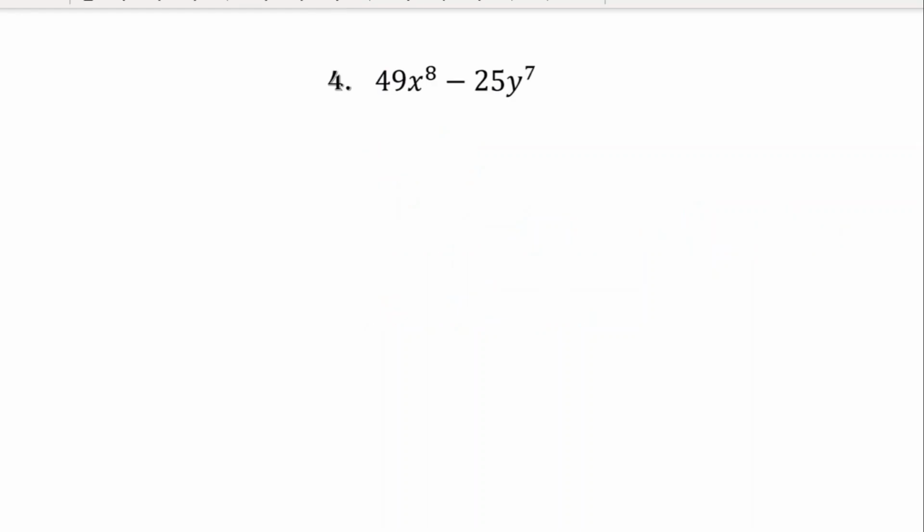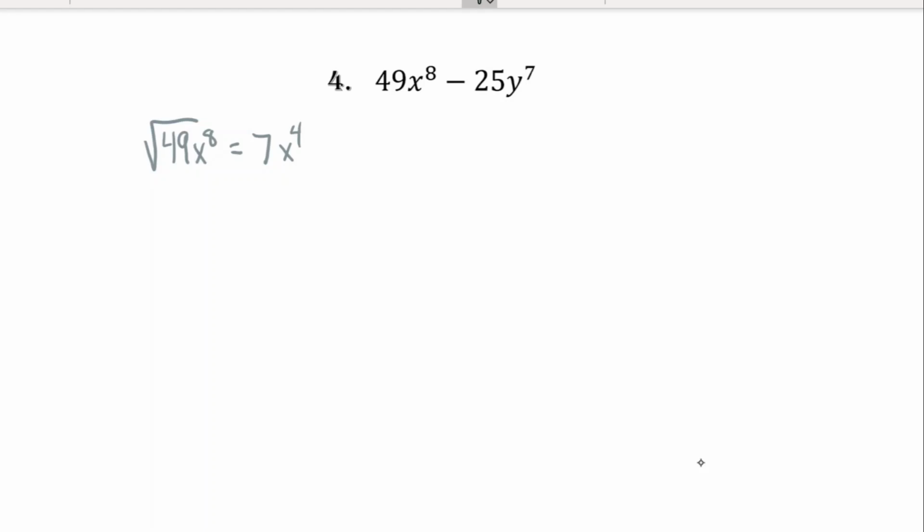All right, one more example of potentially difference of squares. We've got two terms, we've got subtraction. Let's see if we can square root them. 49 x to the power of 8. That gives me, square root of 49 is 7, and then x to the power of 8 gives me x to the power of 4.